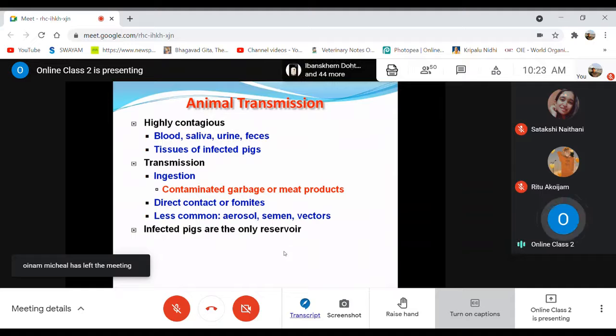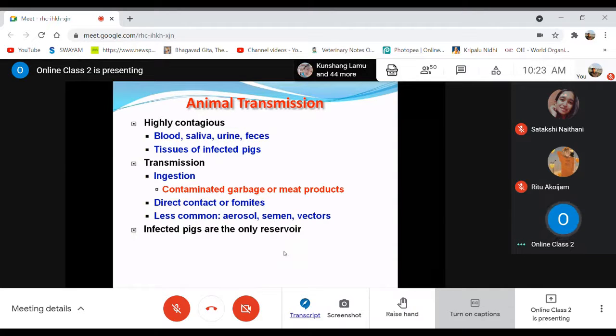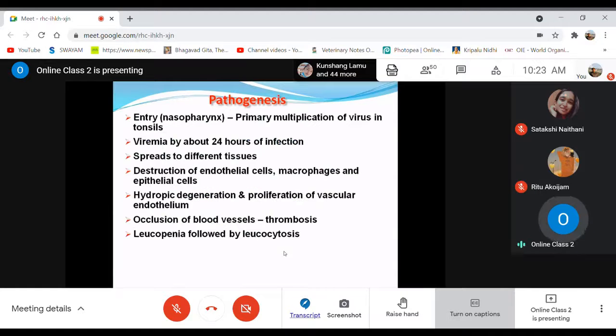And all the infected pigs with this pestivirus are the only reservoir, like domestic pigs as well as wild boars. Okay, then coming to pathogenesis, meaning the developmental process of this disease, classical swine fever.